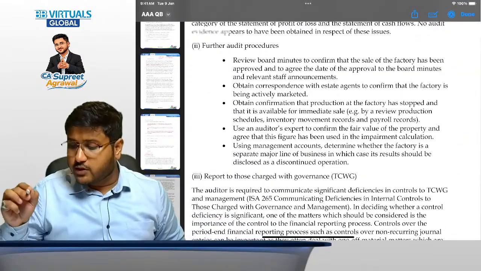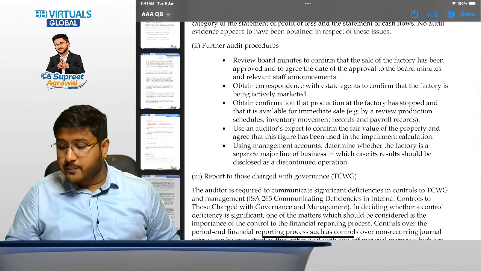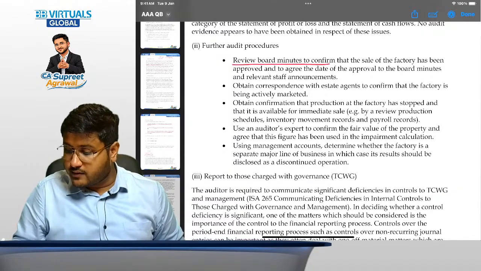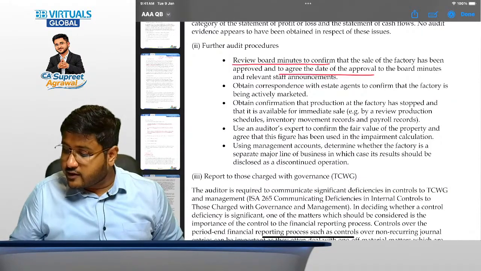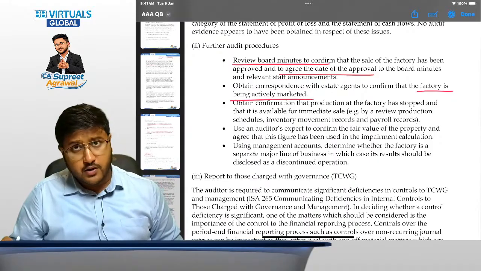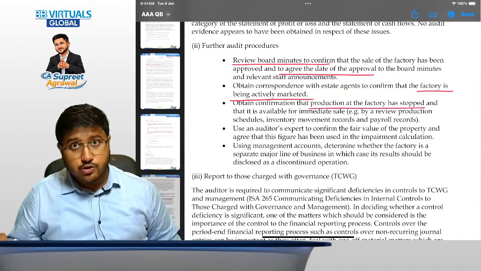Further audit procedures: review board minutes to confirm that the sale of the factory has been approved and agree to the date of the approval. This is important. Then obtain correspondence with estate agents to confirm that the factory is being actively marketed for sale or not, right? Then obtain confirmation that production at the factory has stopped or not.